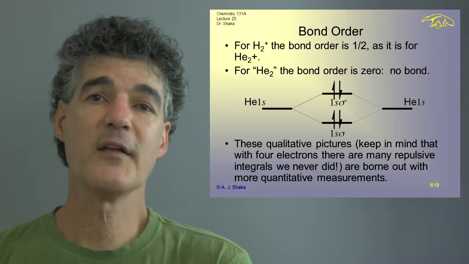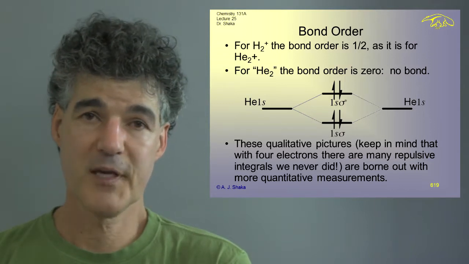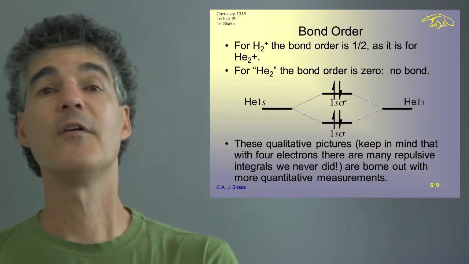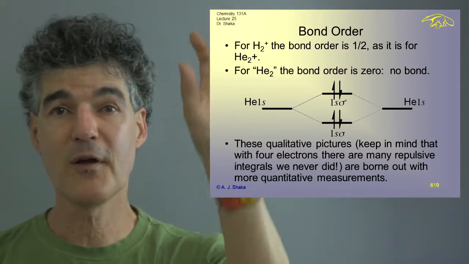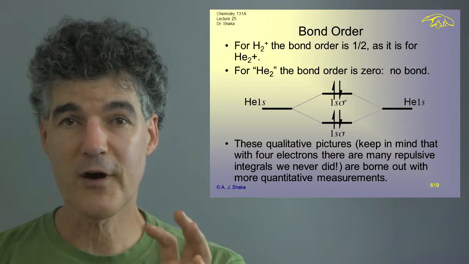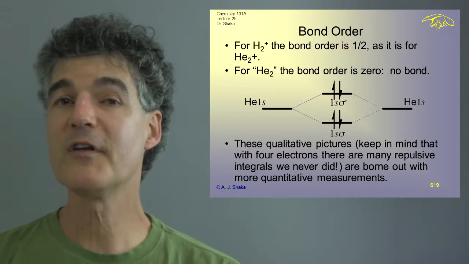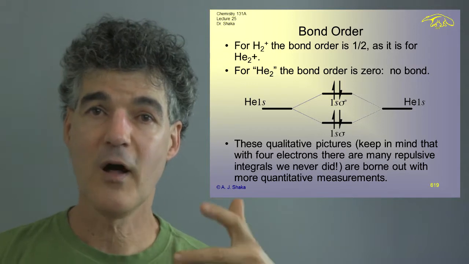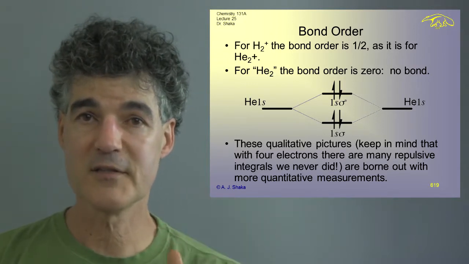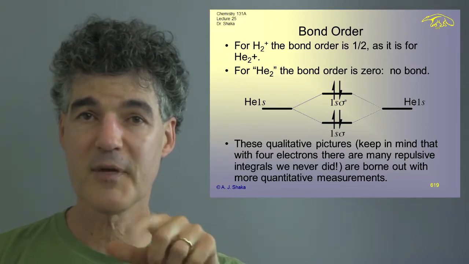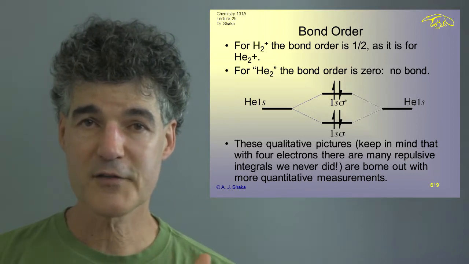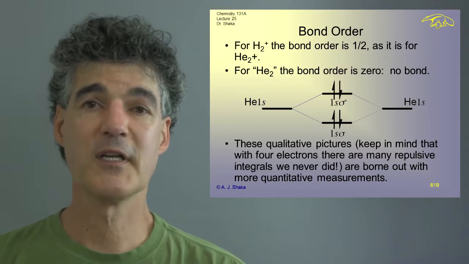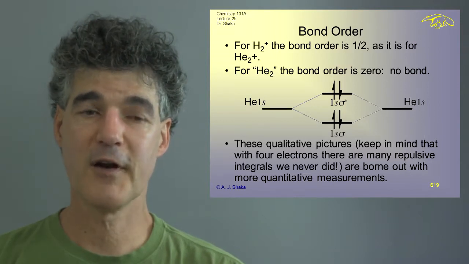These are really qualitative pictures, because as we add more electrons, we have all those 1 over R12, 1 over R13, 1 over R23, and we never did any of those integrals. We just kept the same qualitative picture here with these 2 levels and started pumping in electrons. But in actual fact, they'd move around, and if we want to get it right, we'd have to actually do some work and figure it out.